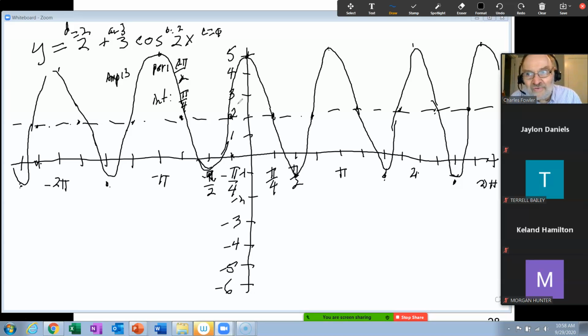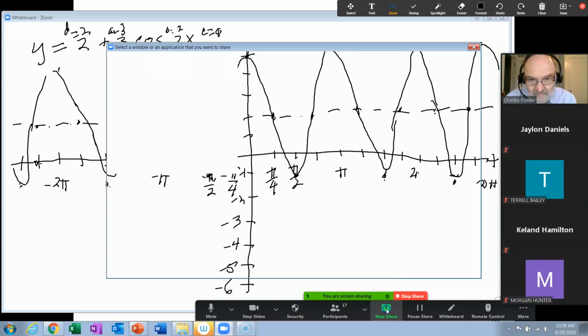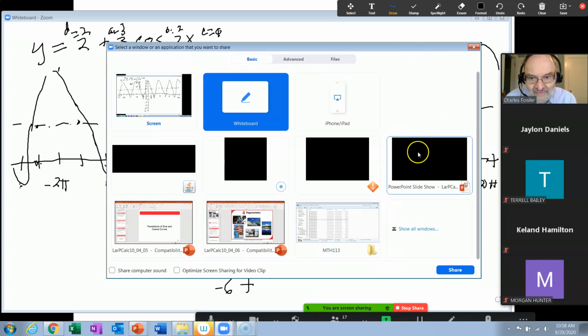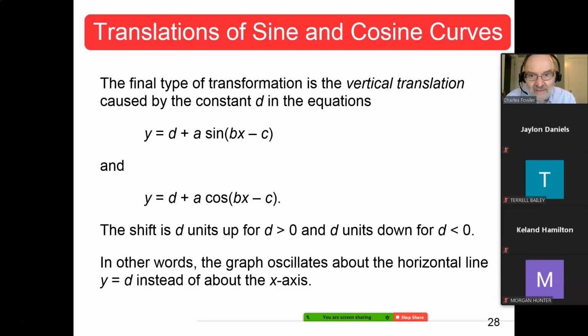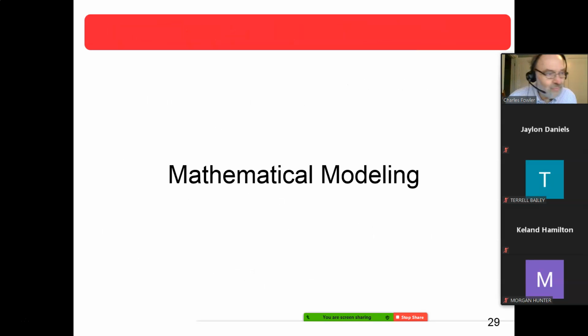All right, any questions on example 6? As always, there's a checkpoint at the end of every example. Please do the checkpoints. Okay, now we go back to the slide. And I think that's it there. And we go to mathematical modeling. I would call it trigonometric modeling, okay?